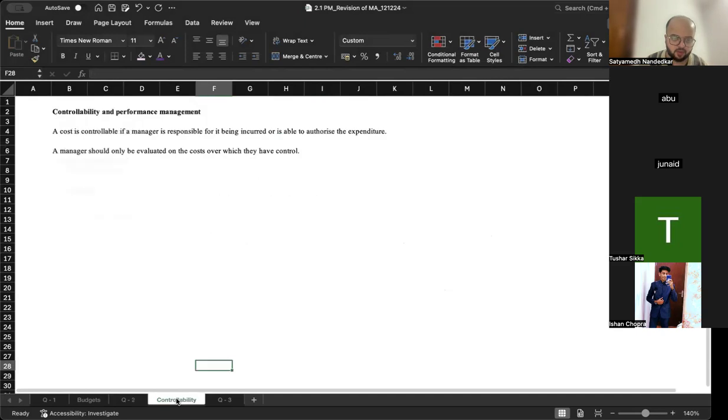Okay, chalo. Controllability and performance management. A cost is controllable if a manager is responsible for it being incurred or is able to authorize the expenditure. A manager should only be evaluated on the costs over which they have control.